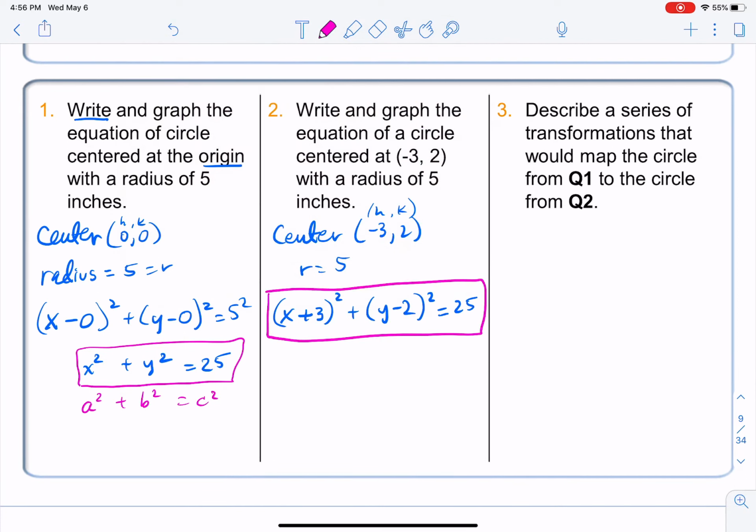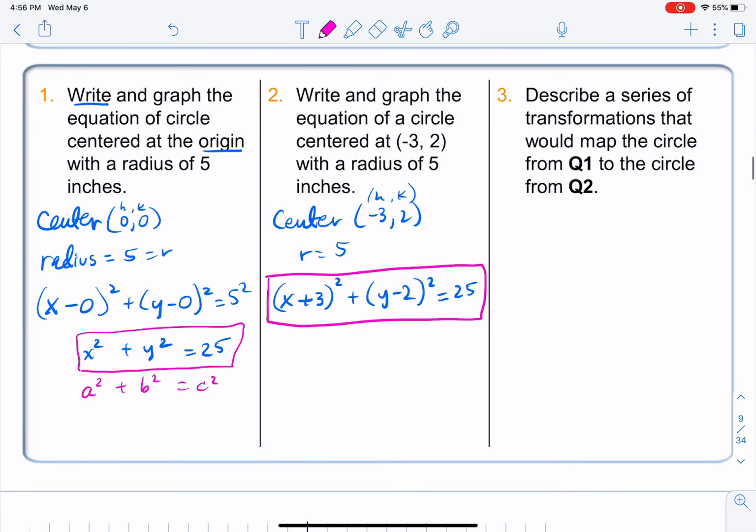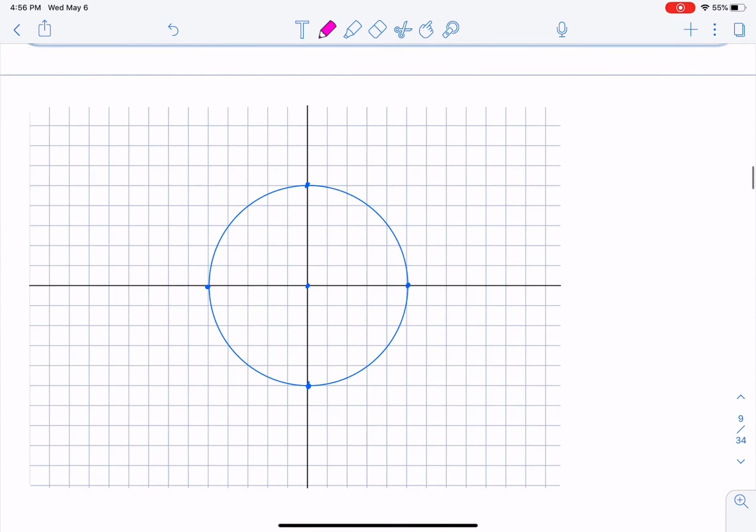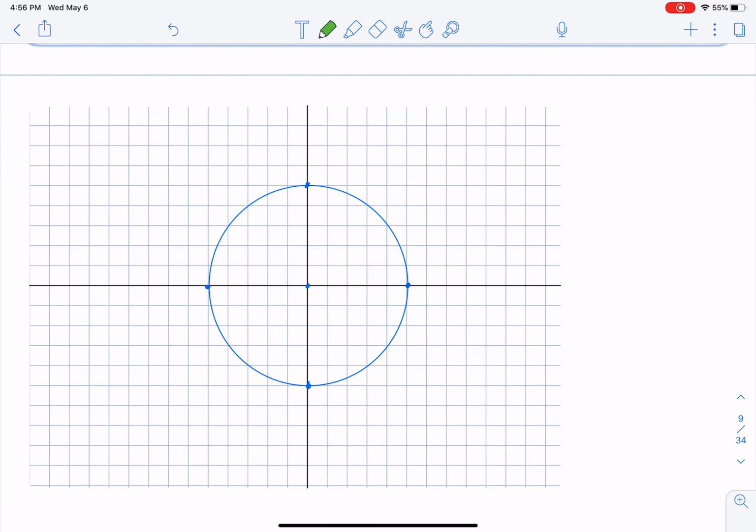And now let's graph that thing. So its new center point is at negative 3, 2. So let's see if we can plot that. Let's maybe change colors here. Negative 3, 1, 2, 3, 1, 2. It's this point here. But its radius is still 5. So I'm going to go to the right 5, up 5, and so on.